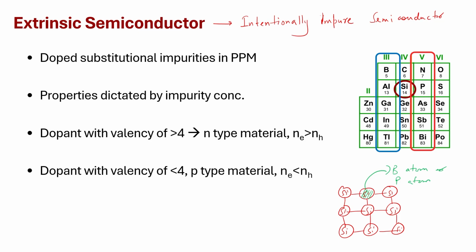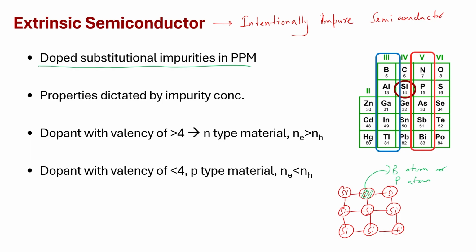This process is called doping. When we add impurities in a smaller amount, such as ppm level, parts per million level, at the substitutional sites, this is doping of substitutional impurities in the silicon lattice at the level of ppm. The properties are dictated by the amount of impurity that we add.